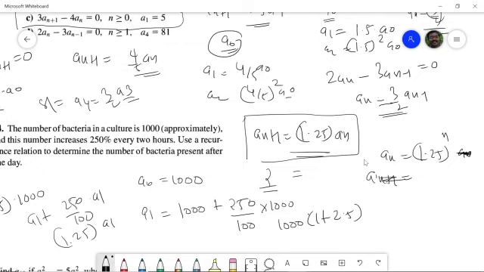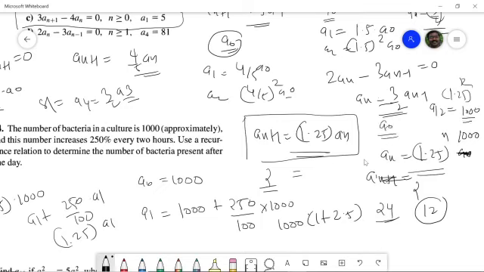At the end of one day, 24 hours have passed. This increase of 250% occurs every 2 hours, so basically 12 terms should come. So A12 would be 1.25 raised to 12 into 1000. Our first term is A0, the start of the day. After 2 hours, A1 is 1.25 into 1000. Again after 2 hours, it is 1.25 squared into 1000. So after 24 hours it will be A12, which is 1.25 raised to 12 into 1000.